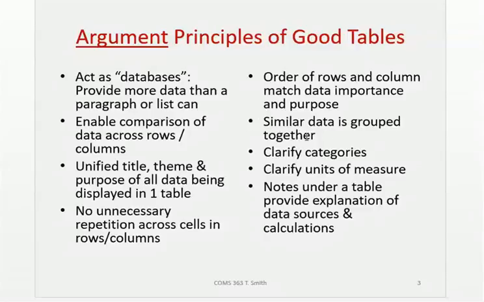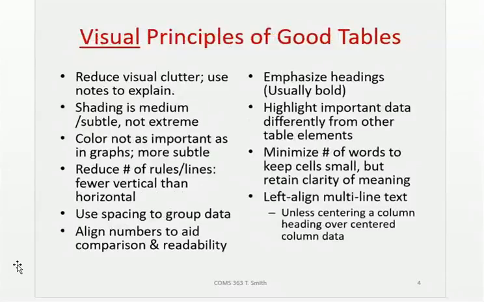Similar data should be grouped together, and categories should be clear in your headings across the top and side. The units of measure need to be clear in terms of is this number of respondents? Are these sample quotations? What are they? And then the notes under a table will provide explanation of the source of the data, as well as perhaps even the methods by which numbers are arrived at through calculations, if that's the case.